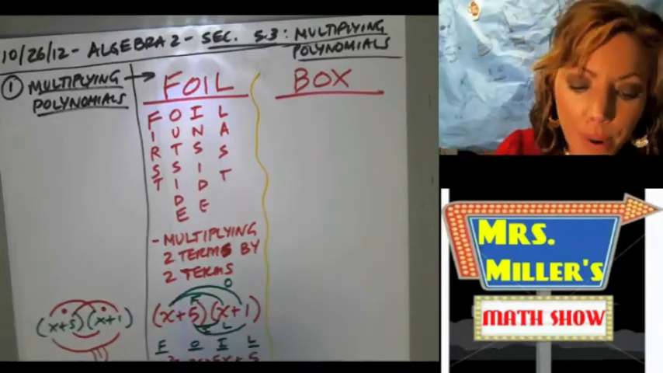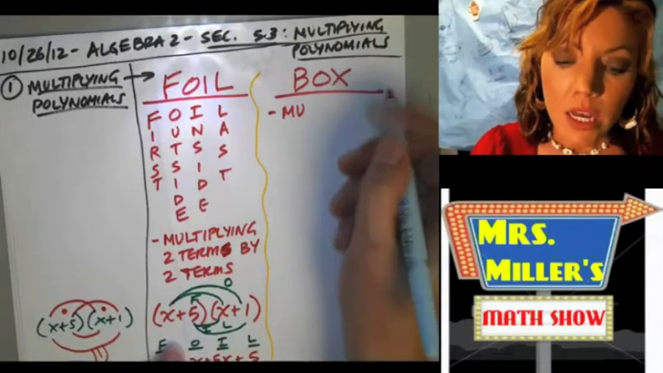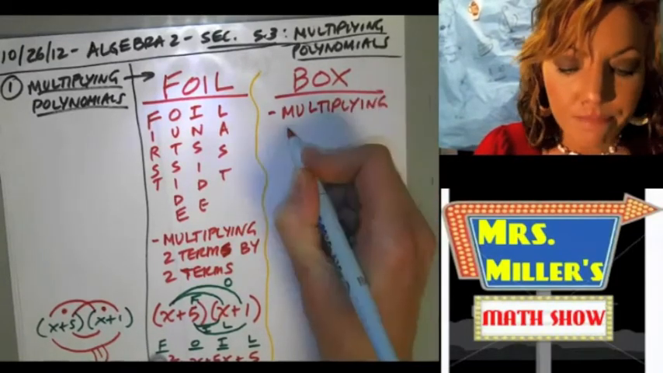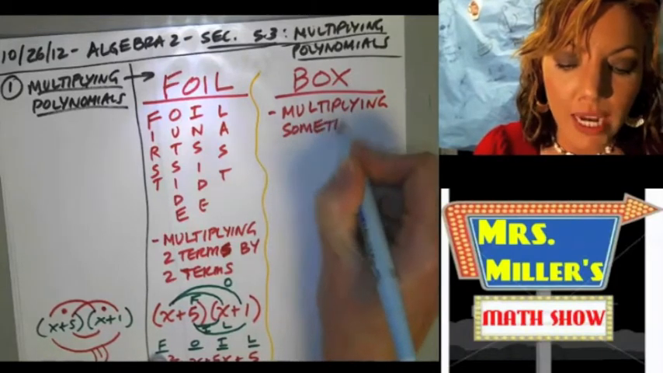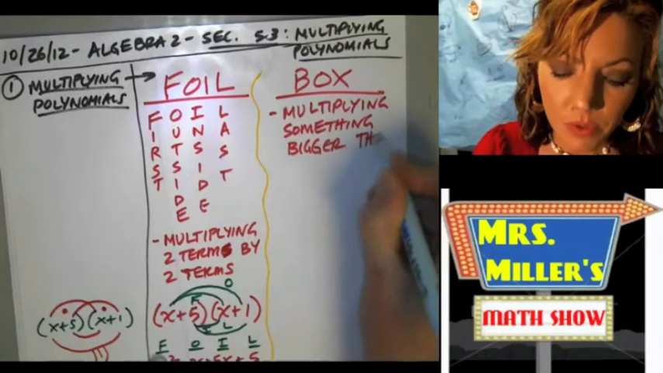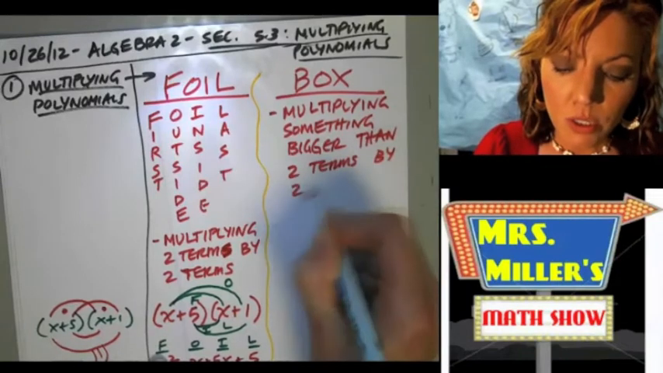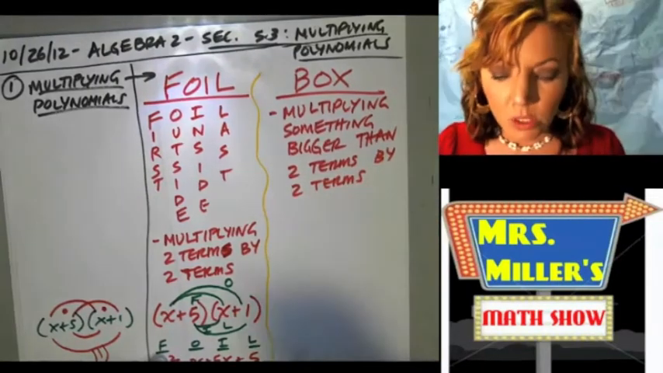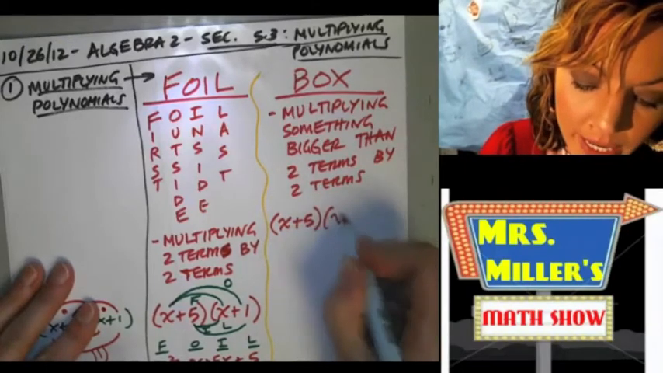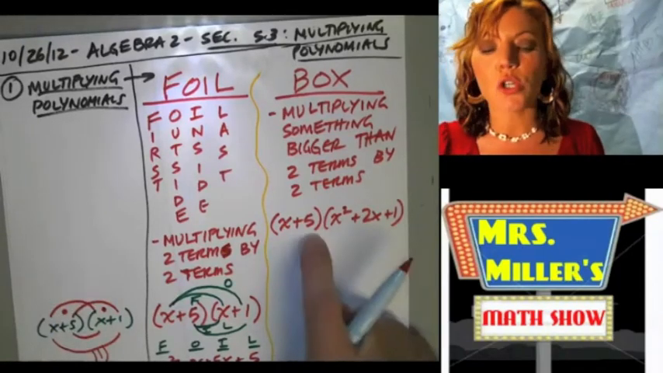Okay, so the box also works with 2 by 2 like this. So it works better though if you're multiplying something bigger than 2 by 2 together. So what does that mean? Let's talk about that. Something bigger than 2 terms by 2 terms. In other words, if we have something like x plus 5 times x squared plus 2x plus 1, now we're multiplying 2 terms by 3 terms.